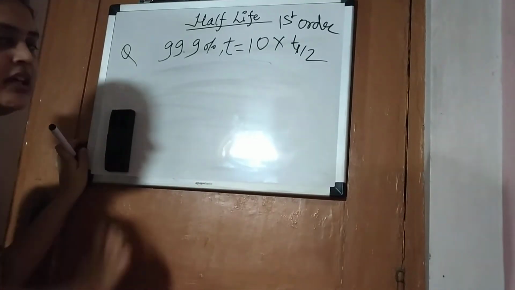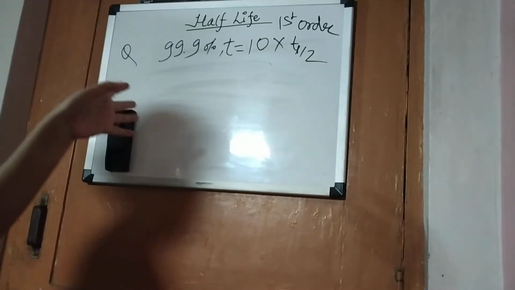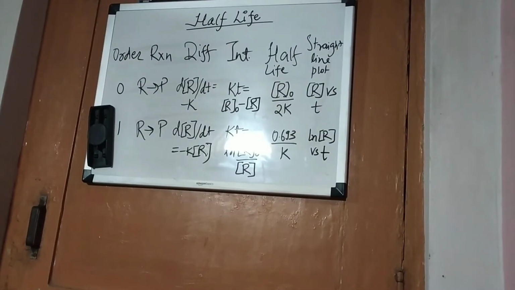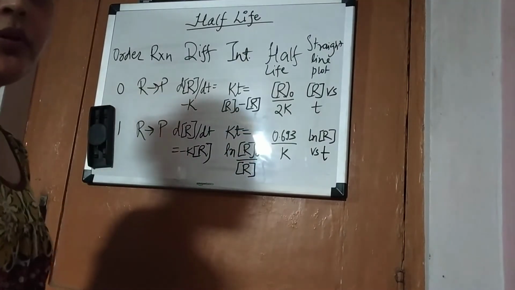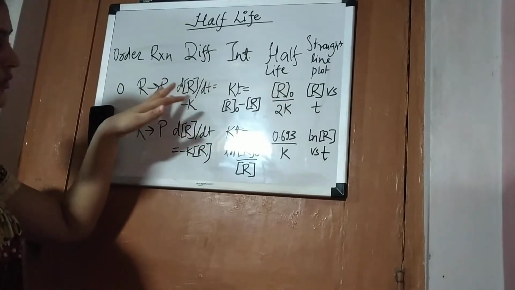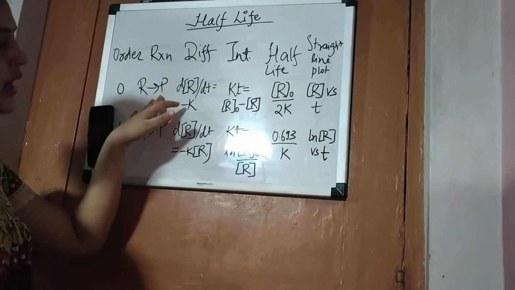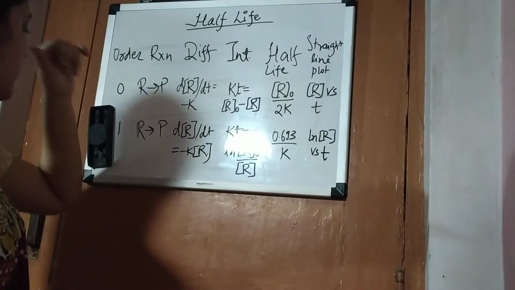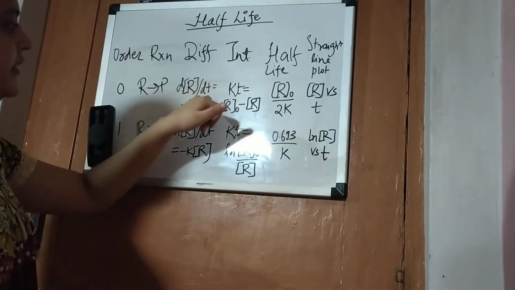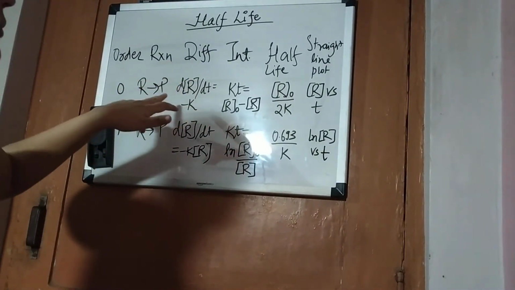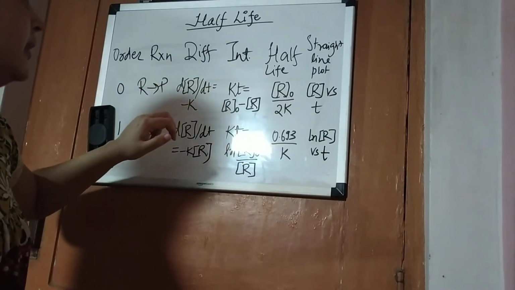Now we will sum up all the things we have studied so far in this chapter. So now we will sum up all the topics. For zero order reaction, the reaction is of type reactant is changed to product, R gives P. So the differential form of this reaction will be dR by dt is equals to minus k. For zero order reaction, the differential form is dR by dt equals minus k, right?